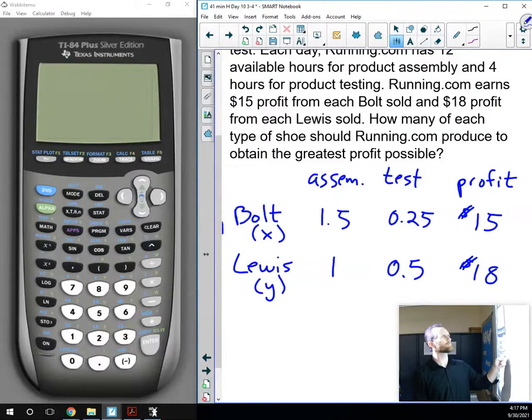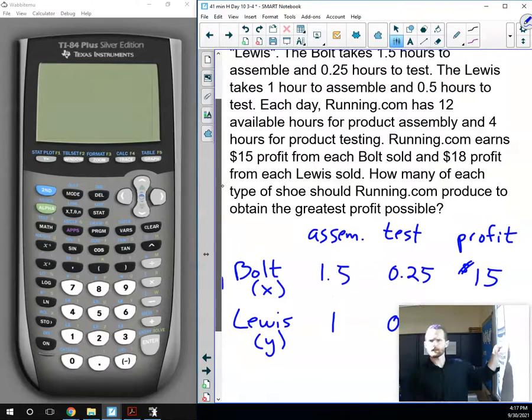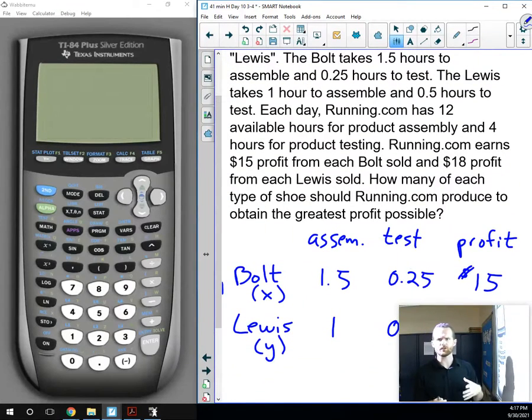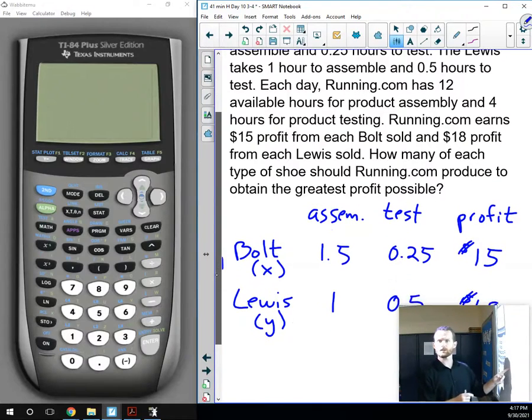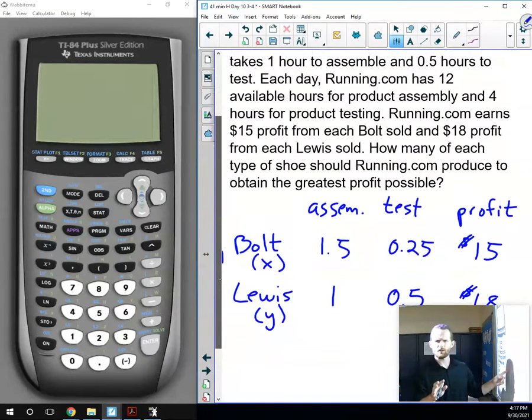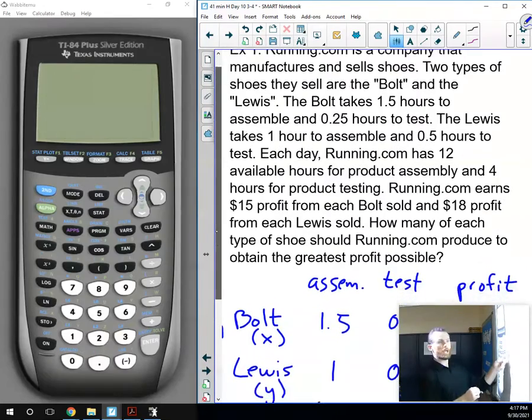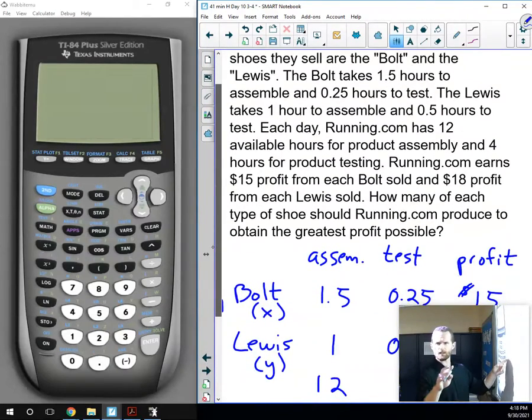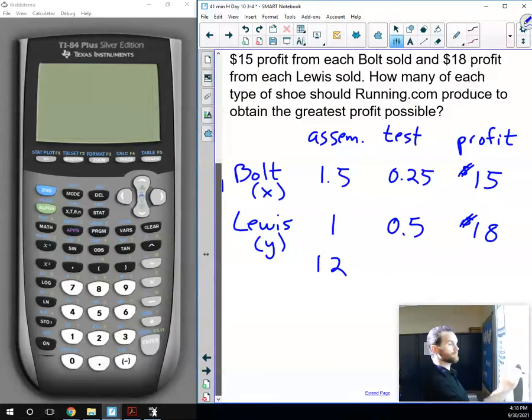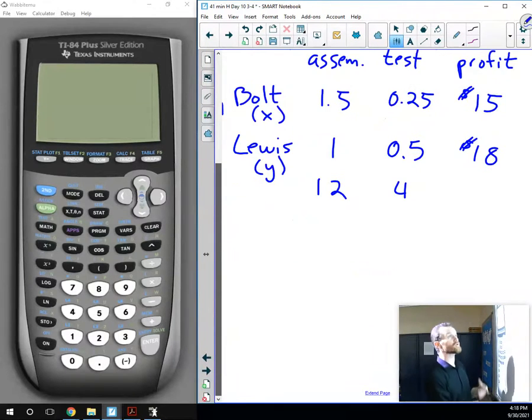I feel like we're missing some numbers. Yeah, we don't have our constraints yet. We don't have our limitations. It says each day running.com has 12 available hours for, wait, available for product assembly. I read that incorrectly. So for assembly, they've got a maximum of 12 hours. And for testing, they've got a maximum of 4 hours. So this is what our chart looks like. Once we have the chart, we can go straight to our objective function, constraints, and feasible region. Hopefully, it all just starts rolling from here.